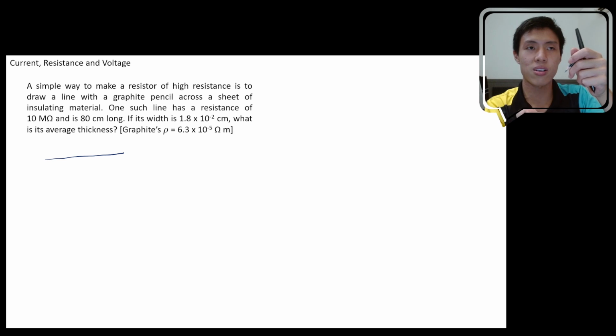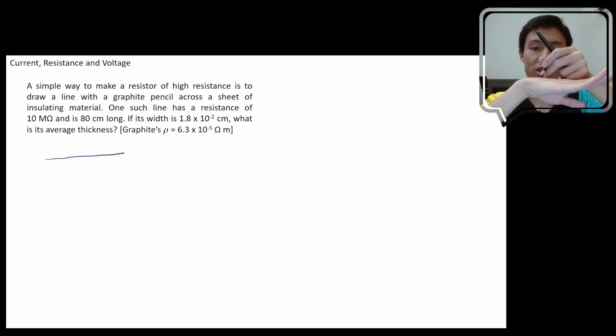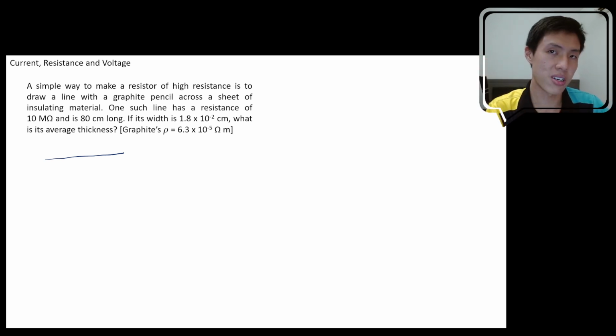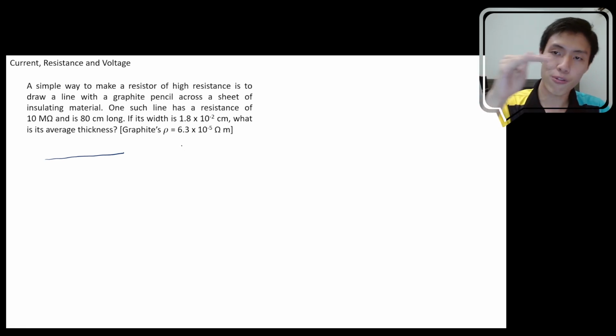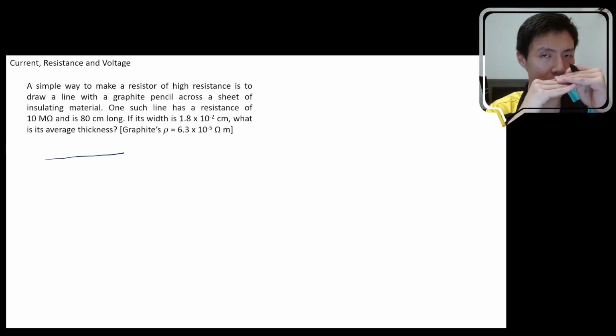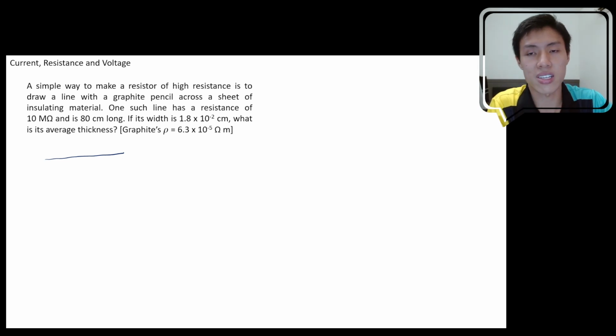So you can think of it as if you are leaving some traces of some layers of graphite onto your piece of paper when you're writing or drawing a line onto your paper. Because it's a layer or a few layers of graphite left on your paper, definitely there will be some thickness to your graphite. So it's not exactly 2D, there's a bit of thickness. And of course there's width and length as well. So you can think of it as similar to a cuboid.